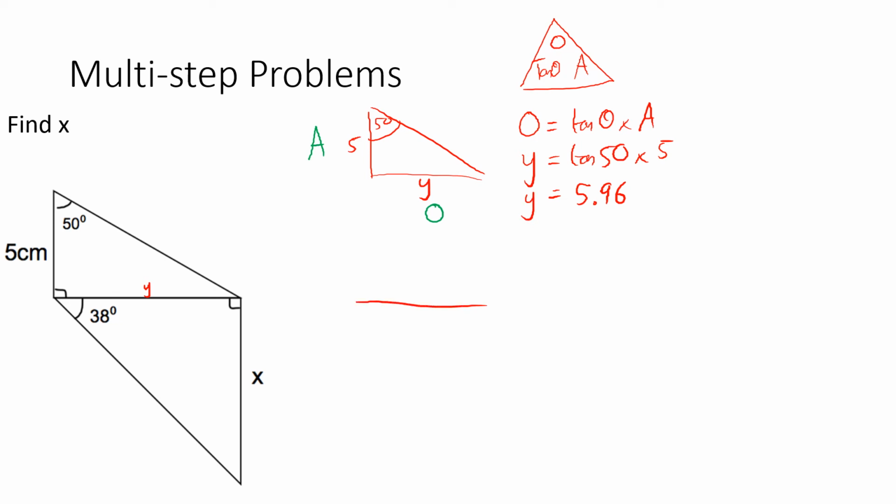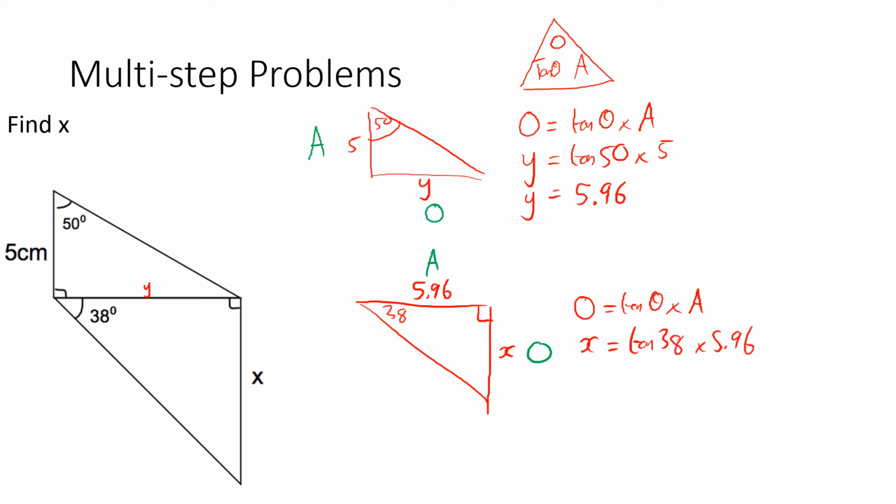And then we can consider the bottom right angle triangle. We've got an angle of 38. We've got this x that we're trying to find. And we've got this 5.96 that we have worked out. So labeling our sides, that would give us opposite and adjacent. So what could we do here? We want to find the opposite. So again, we're going to do tan theta times adjacent. This is another Toa triangle. So x is equal to tan 38 times 5.96, which is going to give us, let's stick to two decimal places, 4.66 as our final answer, centimeters.